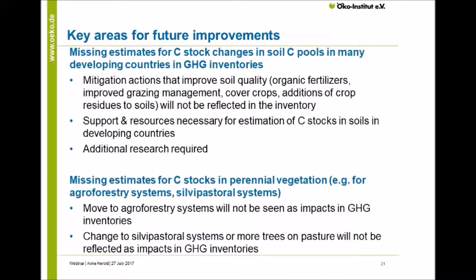Okay, thanks, Anke. And there's also another question from Harald Winkler, who asks if the inventory report wouldn't explain trends in emissions.